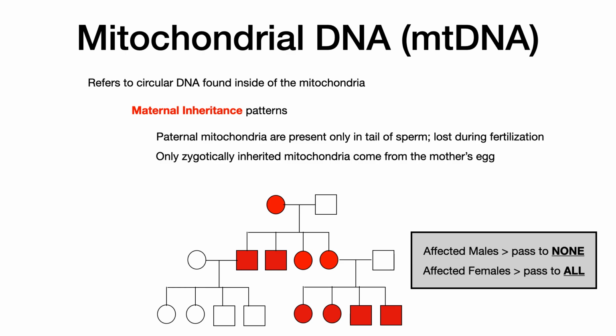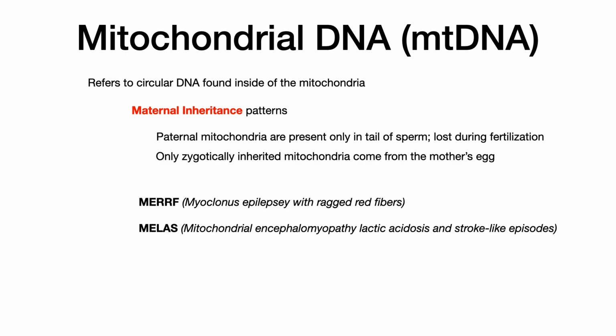So let's talk about a few of those now. The two big ones are MRF and MELAS. MRF stands for myoclonus epilepsy with ragged red fibers, and MELAS stands for mitochondrial encephalopathy, lactic acidosis, and stroke-like episodes. Now these are long names, I know that sucks, but the good thing is that the name tells you exactly what you see in the disease.